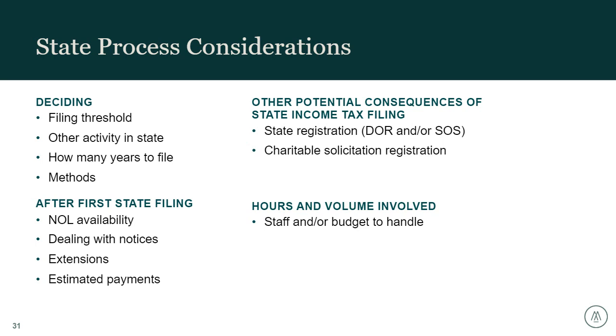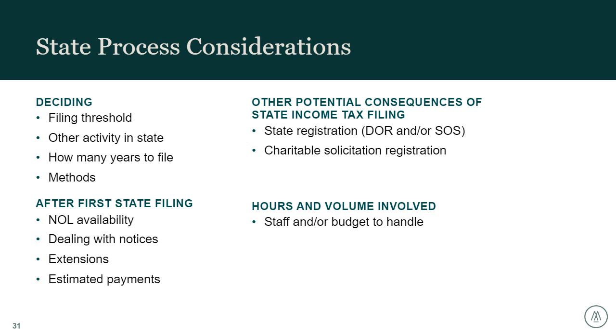So in terms of deciding that, look at the filing threshold for that state. Do you have other activity in that state? Do you have property, whether you own it or rent it? Do you have donors in that state? Do you have employees in that state, even if they're remote employees? And then have you had exposure in previous years, or is this the first year? So how many years do you need to file? After your first state filing, is there any net operating loss available? Have you reported that on a NOL schedule if the state requires it?